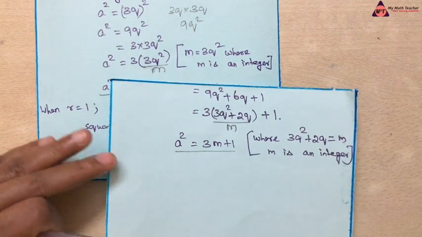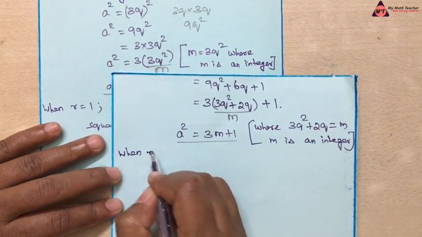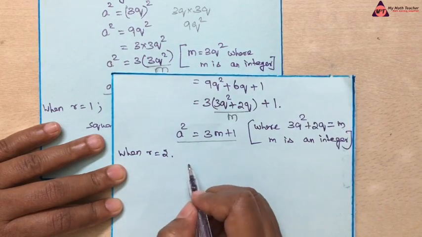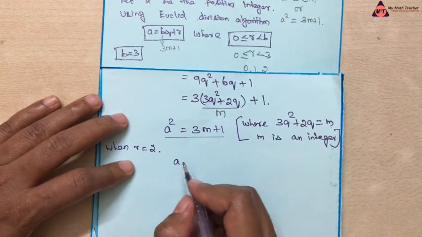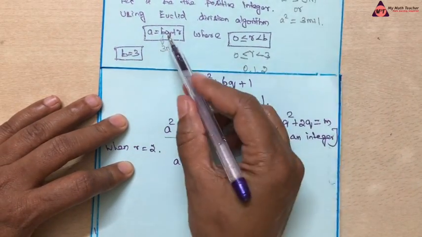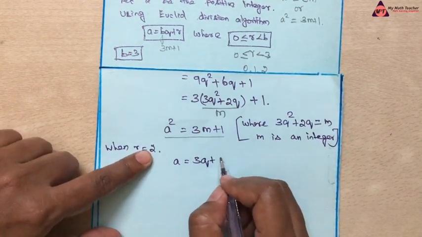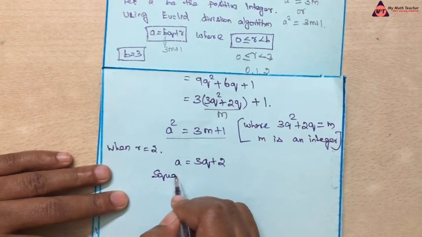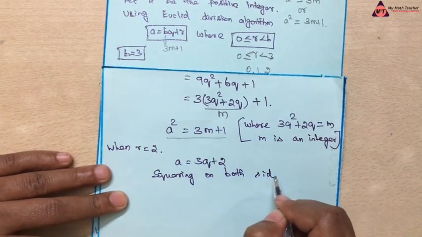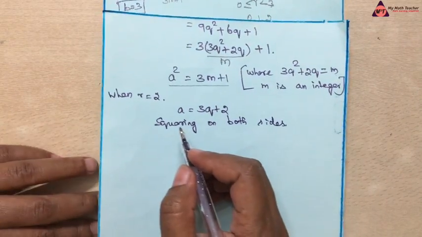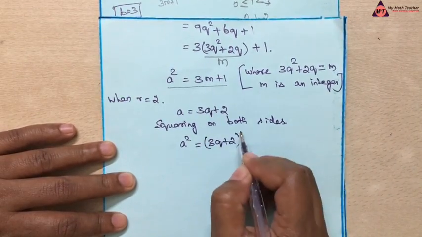Now there is only one left out, that is r is equal to 2. So when remainder is equal to 2, what happens? So a is equal to, apply in this same condition, a is equal to, what is b? 3, okay, q plus, what is r value now? R value is taken as 2. Now squaring on both sides. A square is equal to 3q plus 2 the whole square.